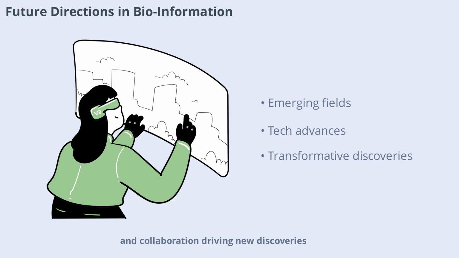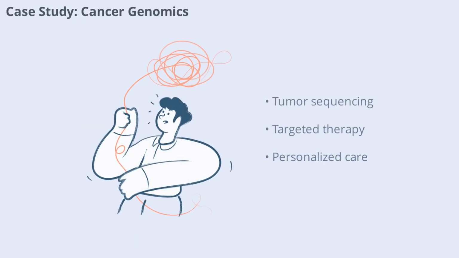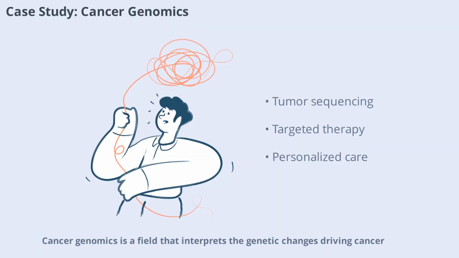The future of interpreting biological information is bright, with advances in technology, data analysis, and collaboration driving new discoveries. Emerging fields like synthetic biology, precision medicine, and artificial intelligence promise to further transform our understanding of life and health.